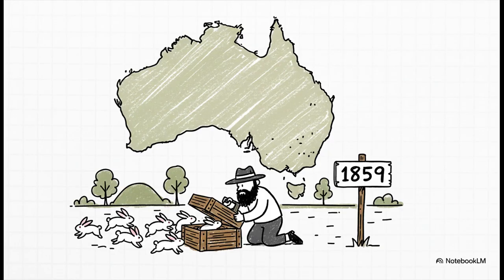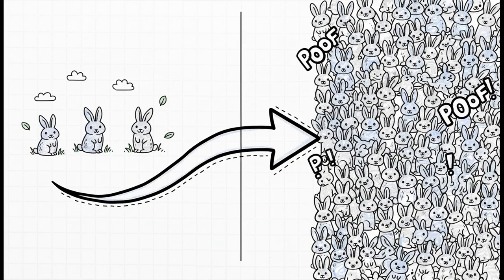So our story actually starts in a pretty strange place, Australia, back in 1859. There was this landowner, Thomas Austin, who thought it would be a bit of fun to have some rabbits on his property to hunt. A little bit of sport. He released just 24 rabbits. That's it. But Australia had plenty of food and almost no natural predators for them. So that tiny little population just exploded. We're talking millions of rabbits in less than 10 years. It got so bad, they called it the rabbit plague.